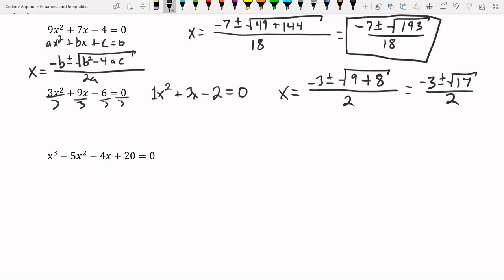17 is prime for sure, and there's no common factor there. So this is pretty much the best we're going to get. We can't simplify there. You always have to see if you can take anything out of all the terms and if you can reduce the radical.